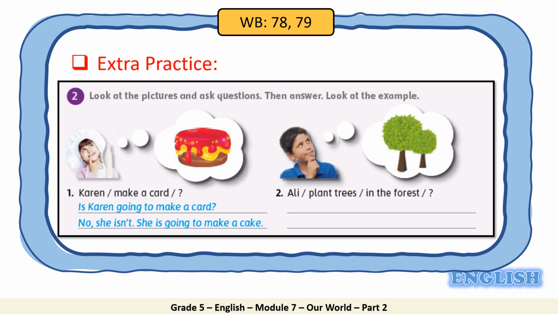We will start the question with verb to be. Which one are we going to use? That's correct. Is. Is Ali going to plant trees in the forest? Now look at the picture. What will the answer be? Yes. Yes, he is.